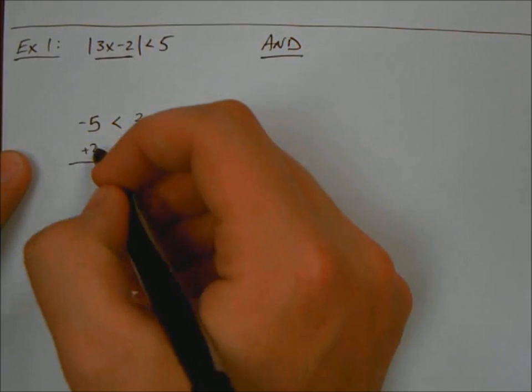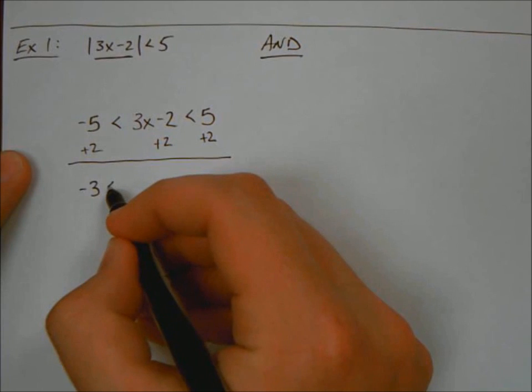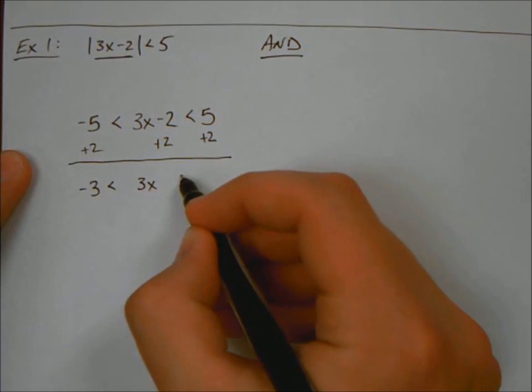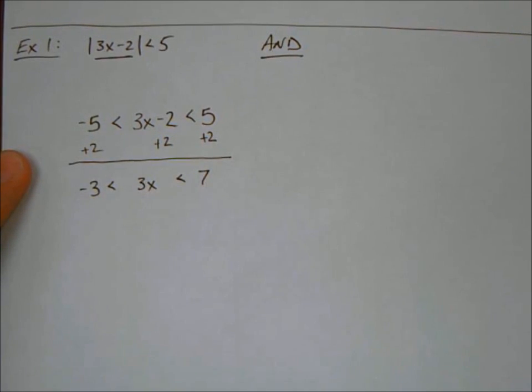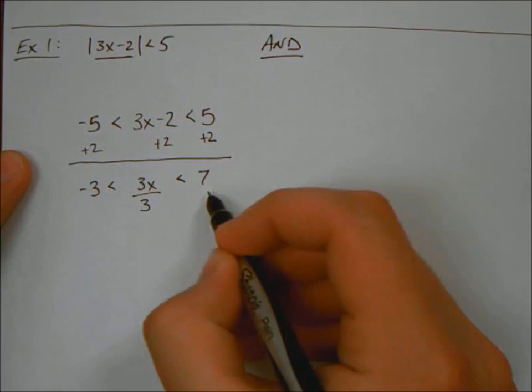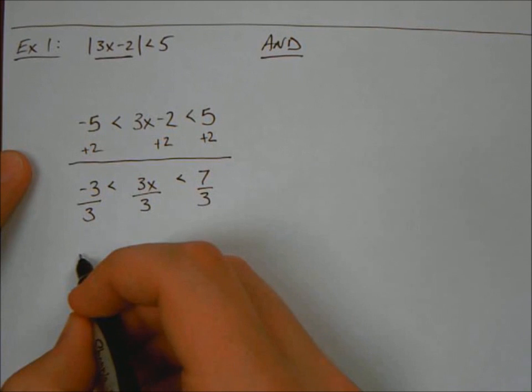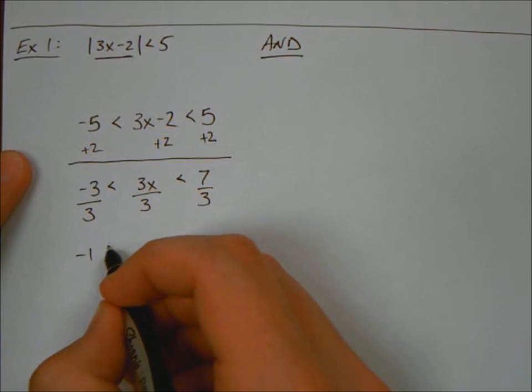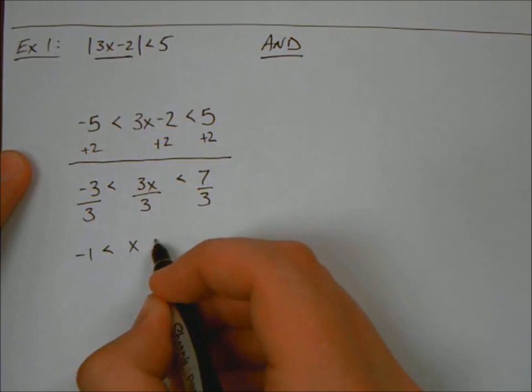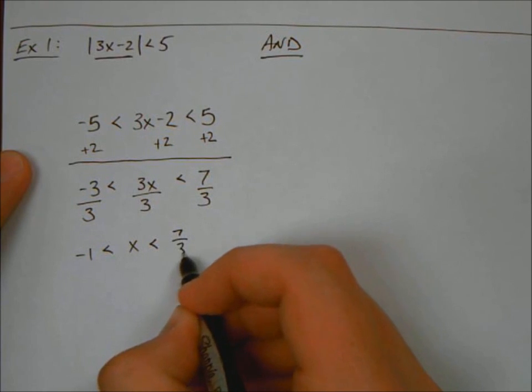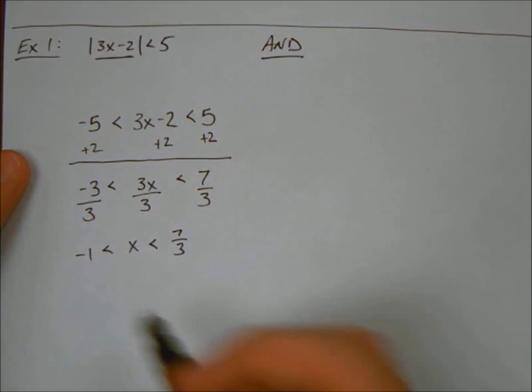Negative 5 plus 2 is negative 3, less than 3x, less than 7. And now we divide by 3, and divide by 3, and we get negative 1 is less than x is less than 7 over 3. So that's one of the ways that we'll write our answer.